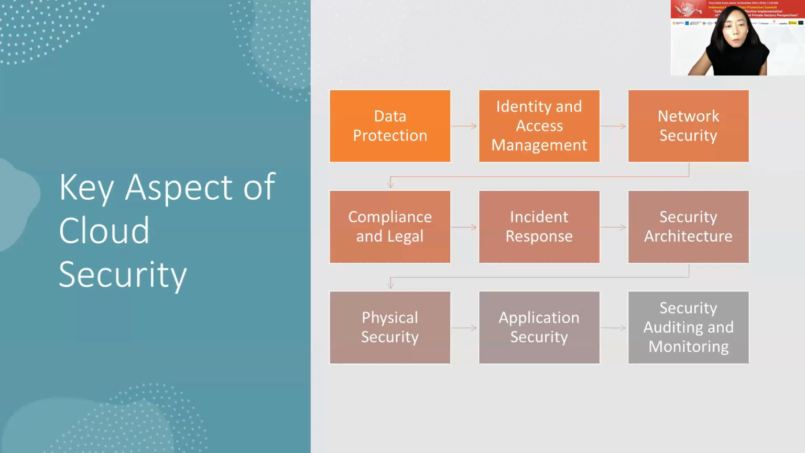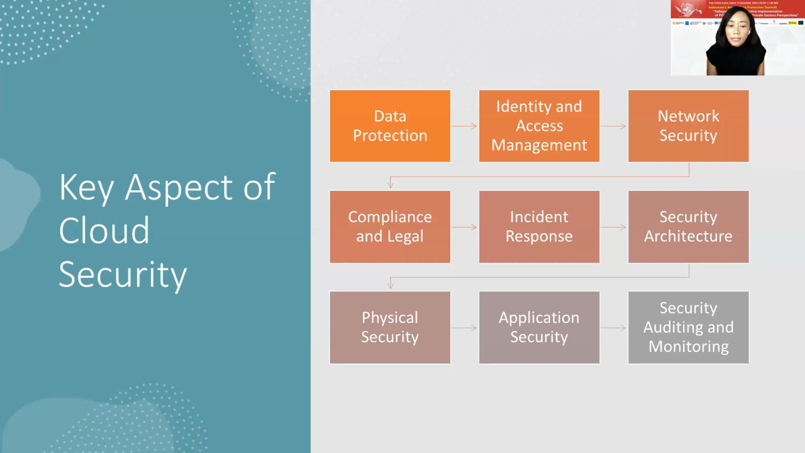So the question now is, what are the key aspects of cloud security that must be deployed by organizations? I summarize here, there are 9 of them that I will walk you through one by one. Number 1 is data protection. We need to ensure confidentiality, integrity, and availability of data in the cloud. This will involve encryption, access controls, and data classification. Now in the market, there are technologies that can help you simplify and also automate the process.